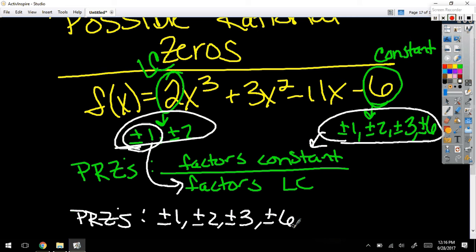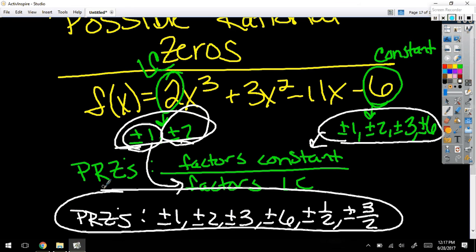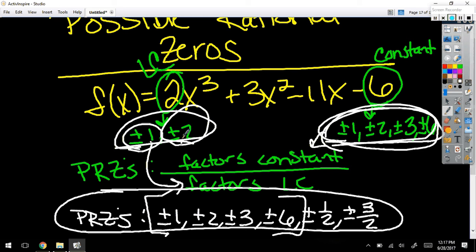Does that make sense? But then I have another factor here of 2. So that means I take these same ones now and divide each one by 2. 1 divided by 2. What's 2 divided by 2? 1, that's already in my list. 3 divided by 2. And then 6 divided by 2 is 3, and it's already there. So these are my PRZs. You take all these numbers and you first divide them by 1. So that's how I got these. Then you take all these numbers and you divide them by 2.